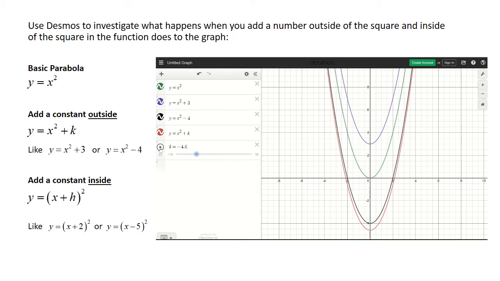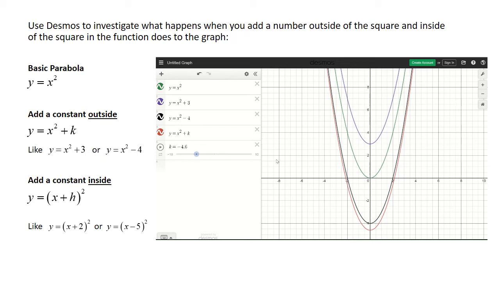You can hit the play button on this slider, and it will play back and forth and show you that adding a constant to the outside of y equals x squared simply moves that graph up and down. It doesn't shift it left or right. It literally just moves it up and down. So this is the effect of adding a number on the outside of the x squared, which makes a parabola. Let's stop that slider.